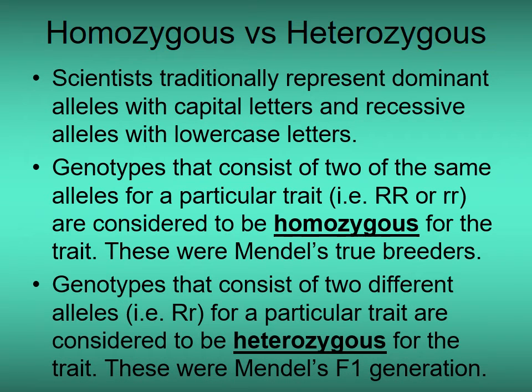Genotypes that consist of two different alleles, like big R, little r, for a particular trait, are considered to be heterozygous. Hetero means different or other, all right? And these would be Mendel's F1 generation, because the true breeders would each give either the dominant allele or the recessive allele, and together they would form a heterozygous genotype, big R, little r.